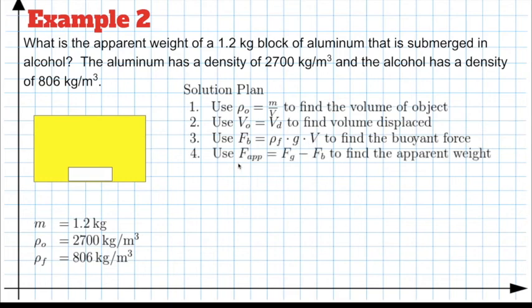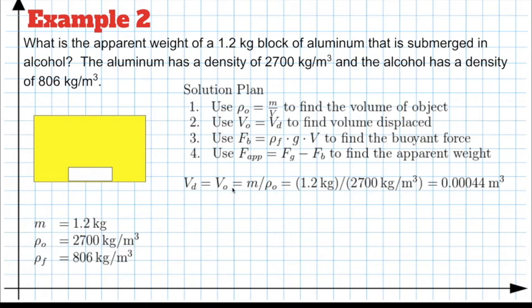And then lastly, the apparent weight will be the force of gravity minus the buoyant force. That's basically the definition of an apparent weight. Okay? So we can do this pretty quickly. The volume displaced, this is step 2, equals the volume of the object, which we can find using step 1. Take 1.2 kilograms divided by 2,700 and you get 0.00044 cubic meters. Please save this number in your calculator. Do not use it rounded.